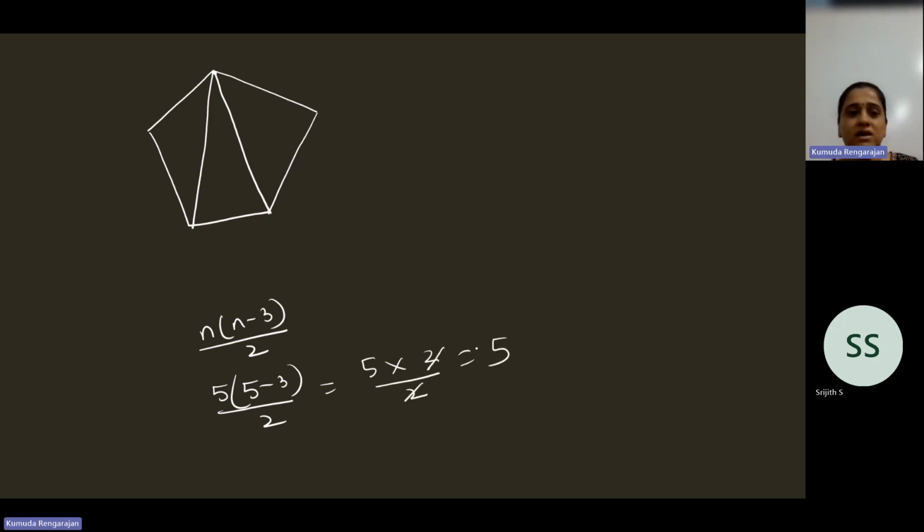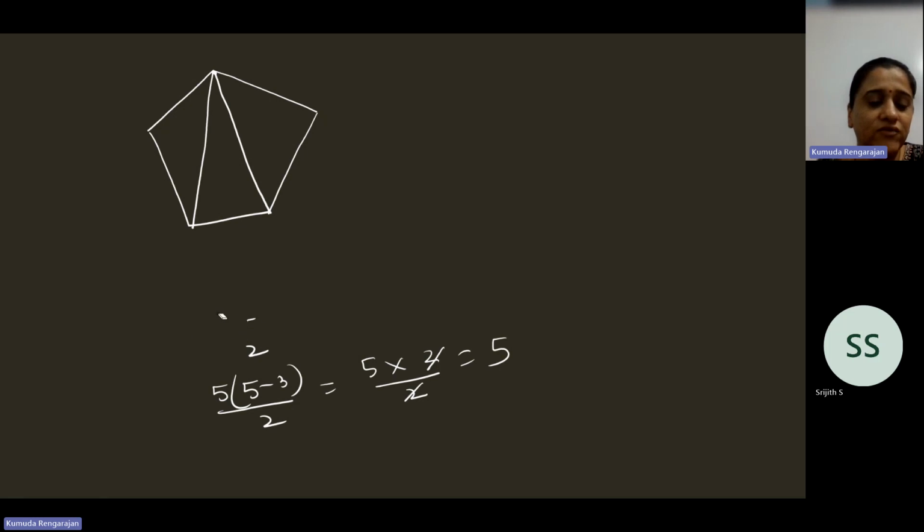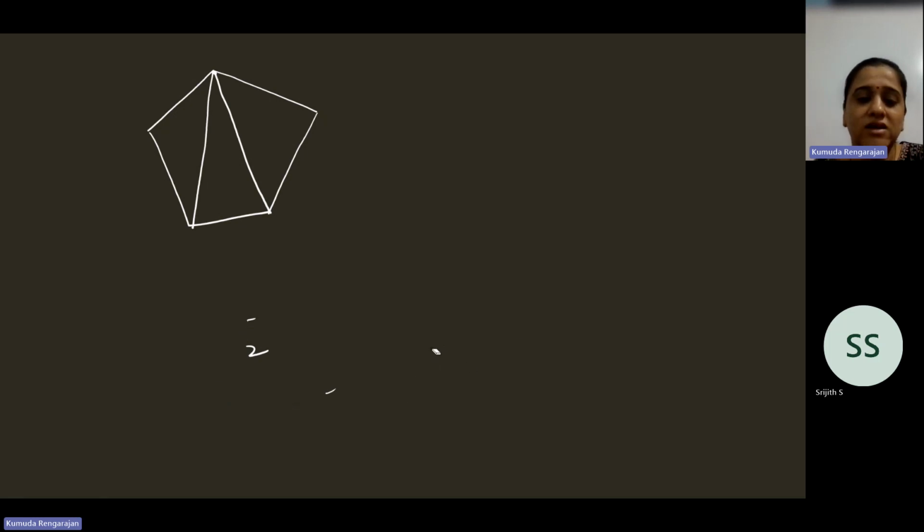5 diagonals it has. Only 2 diagonals we have shown. We have not shown all the diagonals here. We are just dividing the figure into triangles. So we are able to divide the pentagon into 3 triangles.